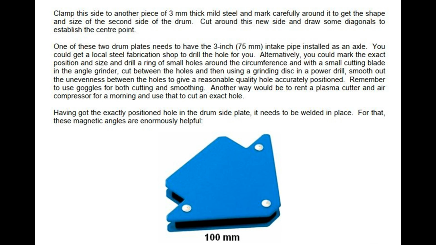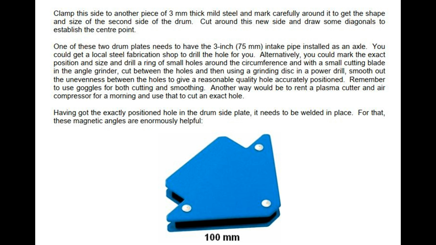Clamp this side to another piece of 3 mm thick mild steel and mark carefully around it to get the shape and size of the second side of the drum. Cut around this new side and draw some diagonals to establish the center point. One of these two drum plates needs to have the 3-inch, 75 mm, intake pipe installed as an axle.